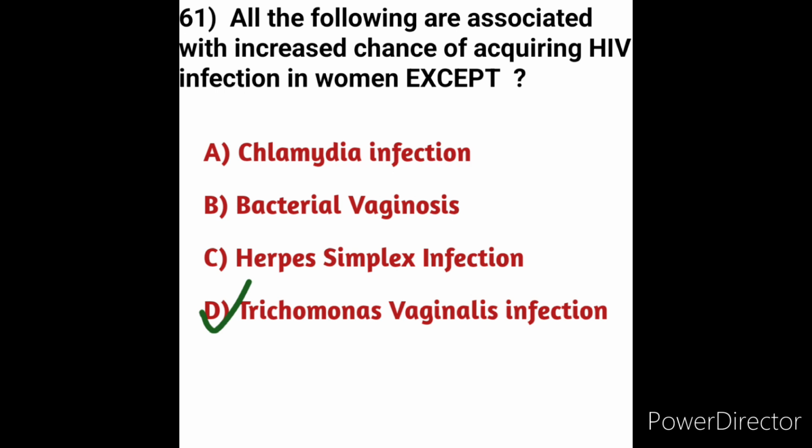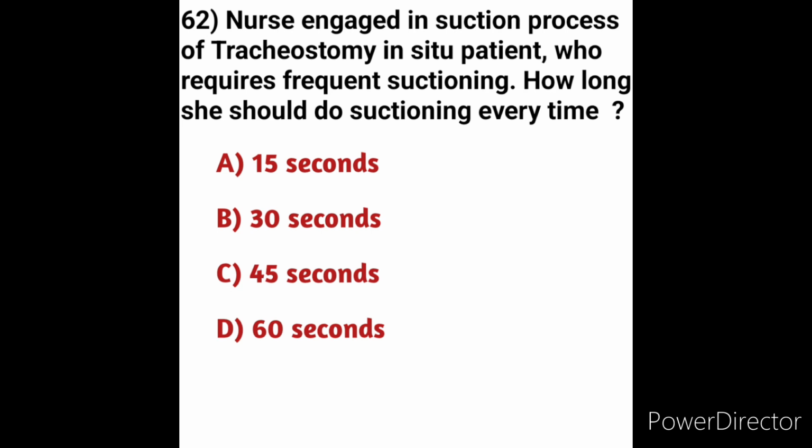Next we will move on to question number 62. A nurse is engaged in suctioning a tracheostomy patient who requires frequent suctioning. How long should she do suctioning every time? We will see the options. Option A, 15 seconds; option B, 30 seconds; option C, 45 seconds; option D, 60 seconds.